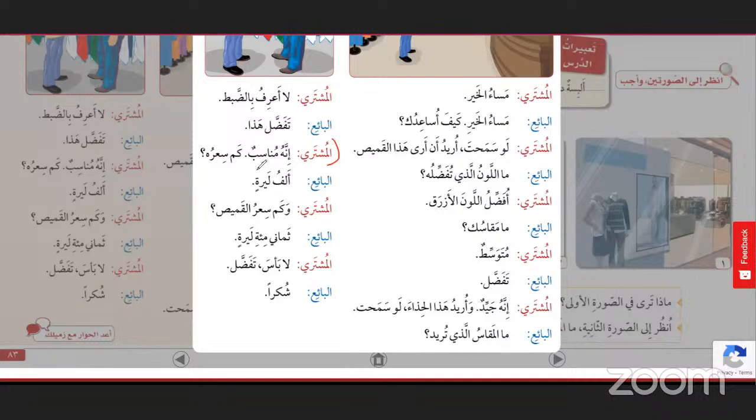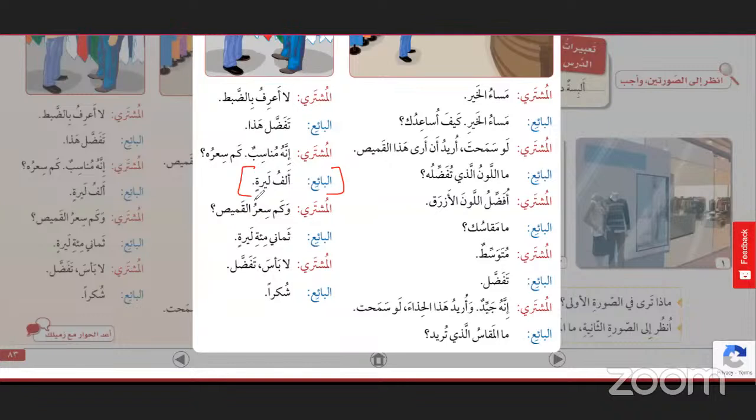إنه مناسب. كم سعره? Indeed, it is what? What is مناسب, Laiba? Appropriate, the size. Indeed, it is appropriate. Good. Kam si'ruhu. What is the meaning of this? How much is its price? Yeah, the price. Somebody asked, la a'rifu bil-dabt. La a'rifu bil-dabt means I don't know exactly. Bil-dabt is exactly, la a'rifu is I don't know. Okay. Rad, continue, please.